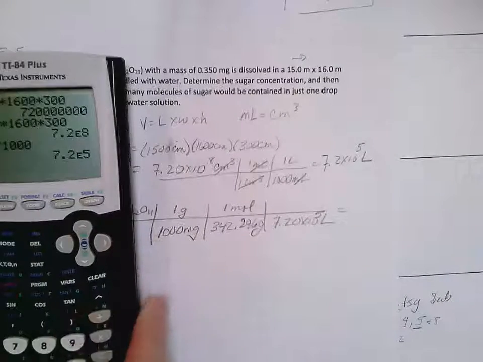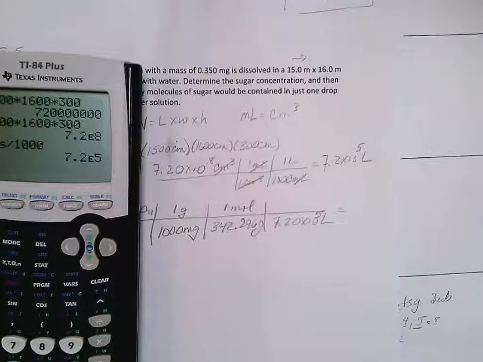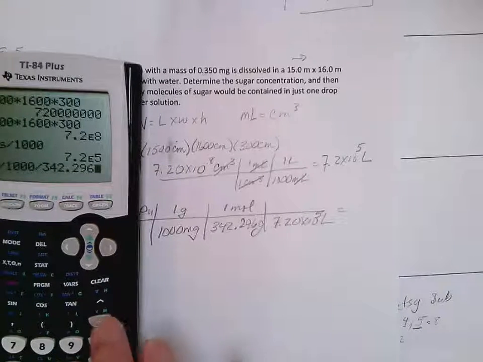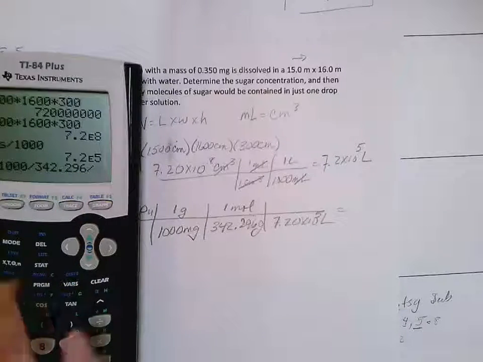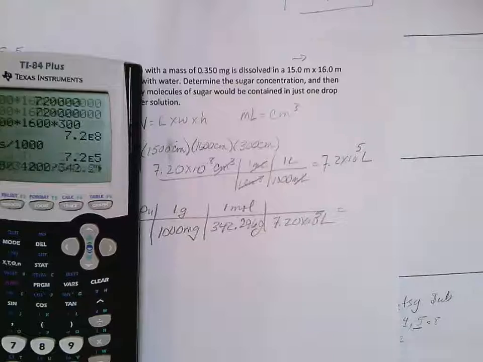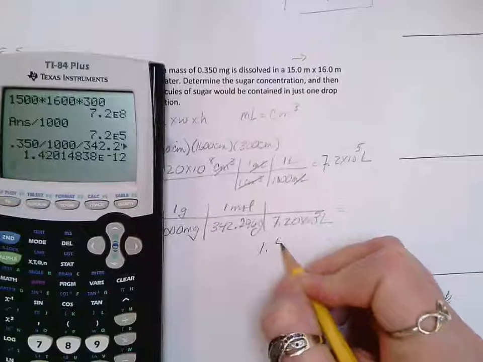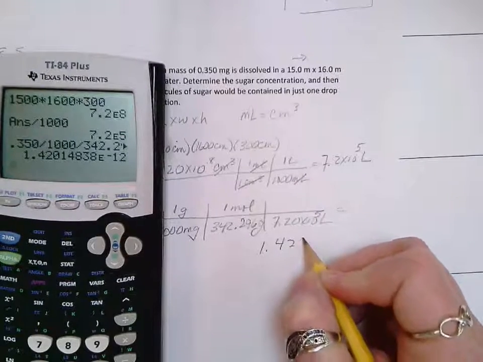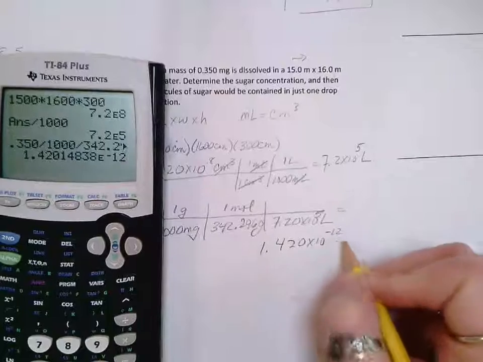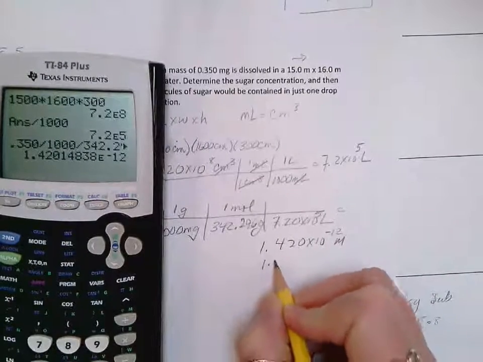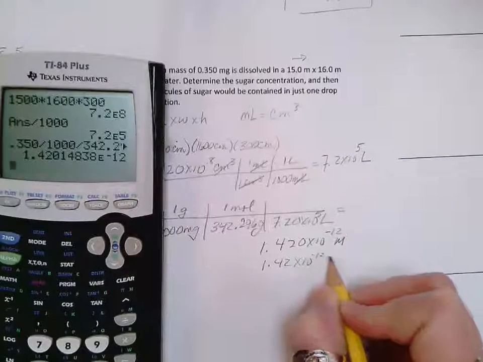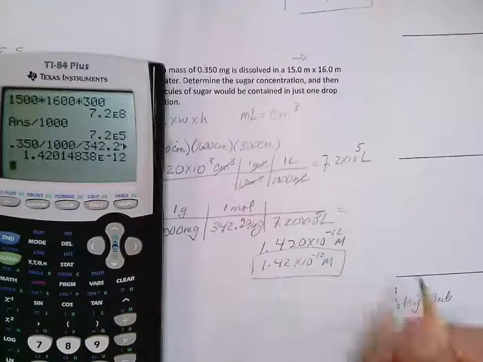So 0.350 divided by 1,000 divided by 342.296 divided by, and since I have it here, I'm just going to hit second answer, equals, and I get 1.420 times 10 to the negative 12th molar, which would be 1.42 times 10 to the negative 12th molar, and that's one of the two answers I need.